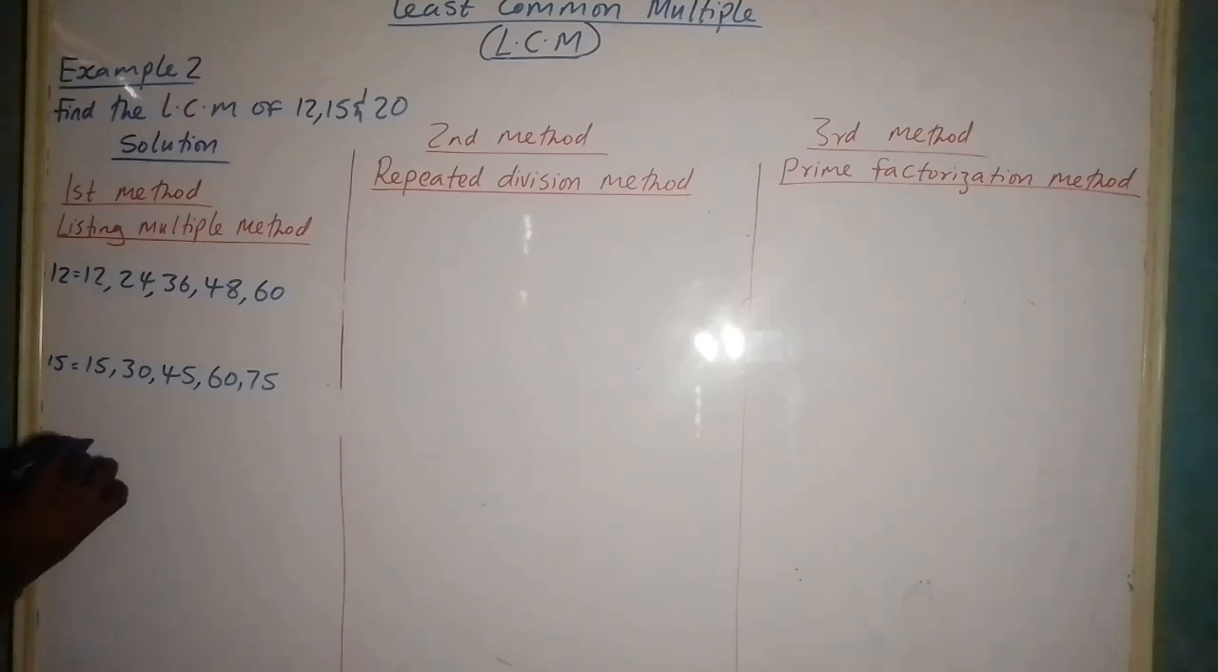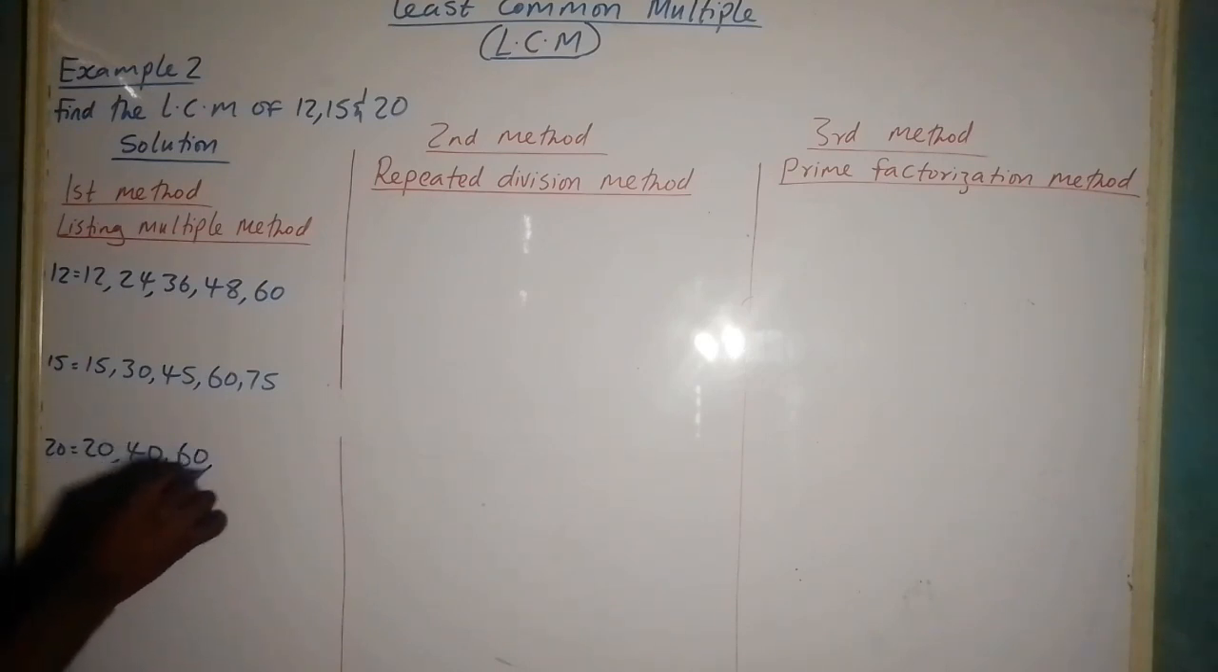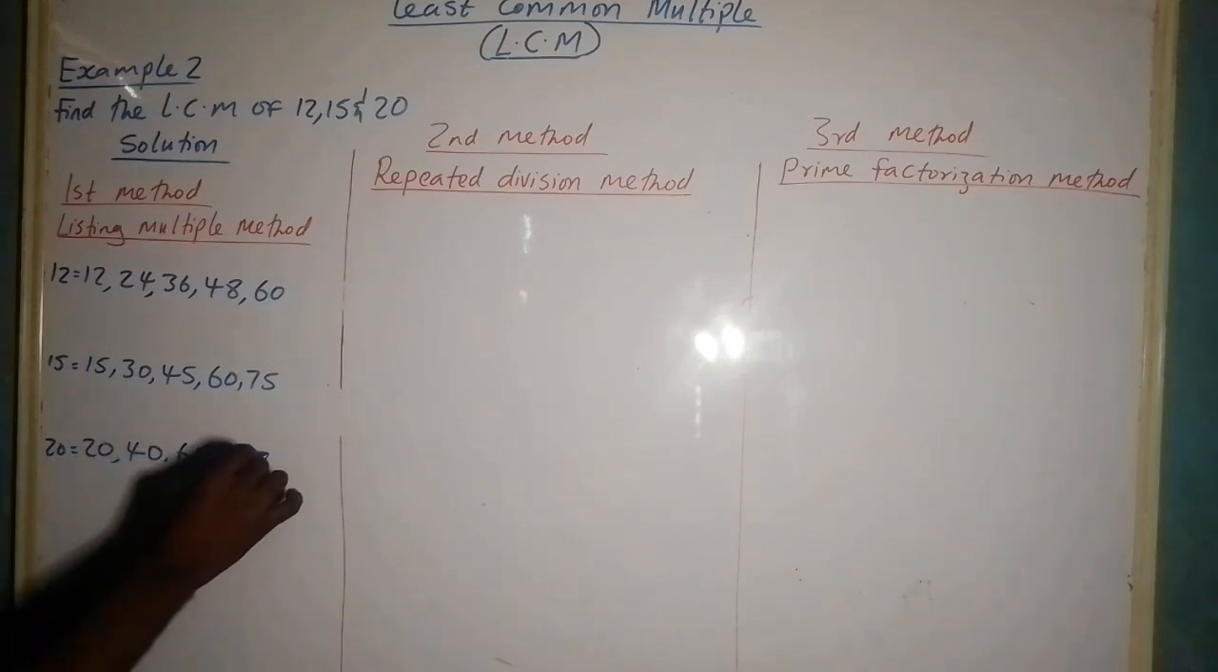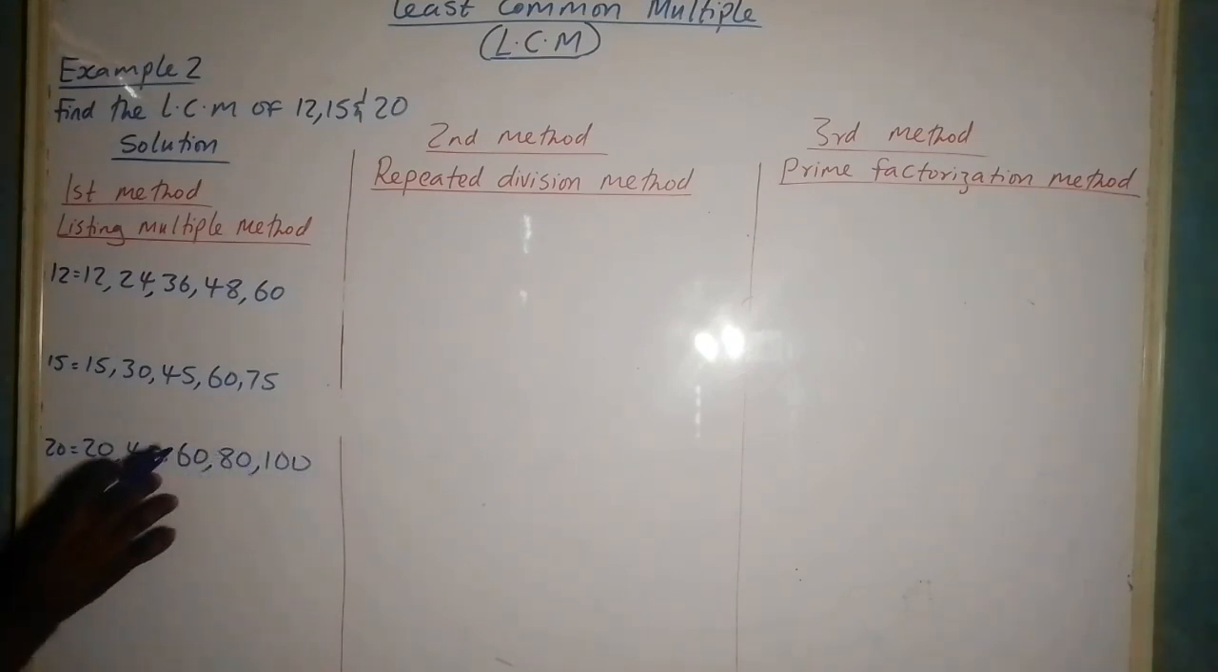Now let's take 20. 20 times 2 will give me 40. Now 40 plus 20 will give me 60. 60 plus 20 will give me 80. 80 plus 20 will give me 100. This is up to 5.